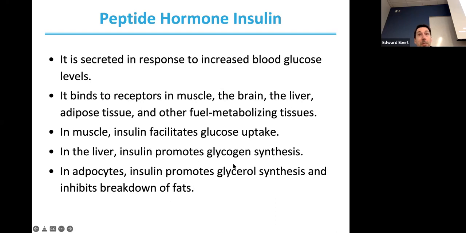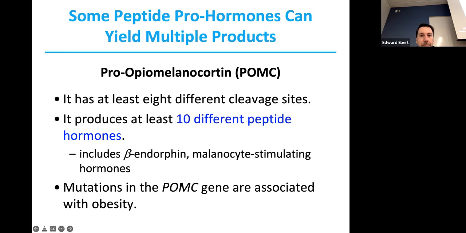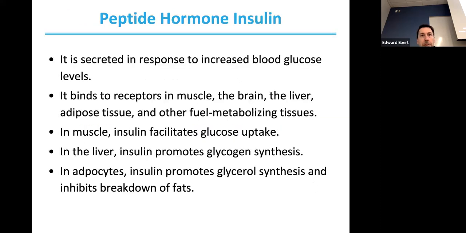In the liver, it promotes glycogen synthesis because now we have excess glucose. Let's convert it into glycogen, so we'll have energy for later, our medium-term energy. So muscle is immediate energy. Liver is medium-term energy, and in adipocytes, we're going to promote glycerol synthesis and inhibit the breakdown of fats. So this will be long-term energy storage. Okay. So that's just a very quick overview of insulin.